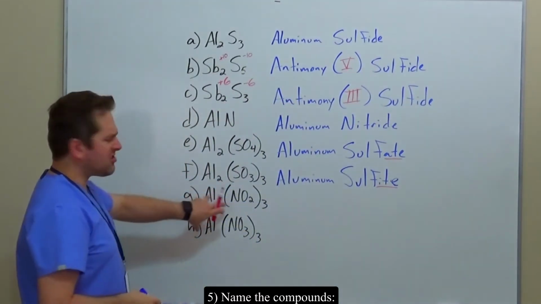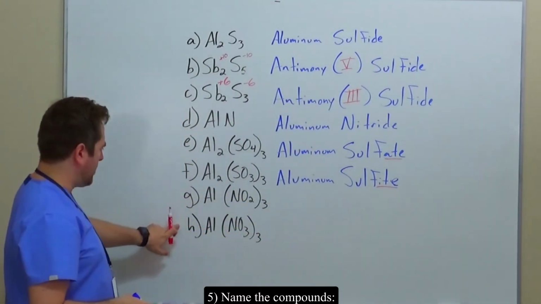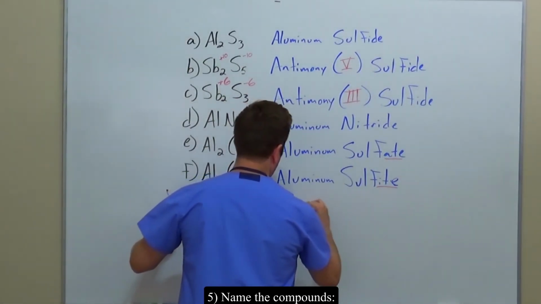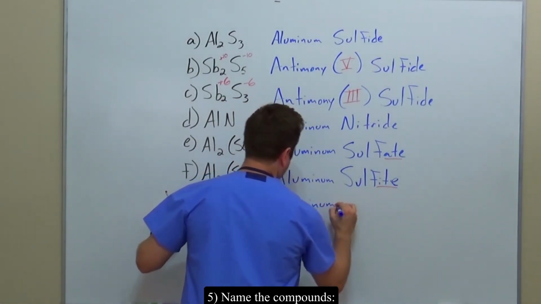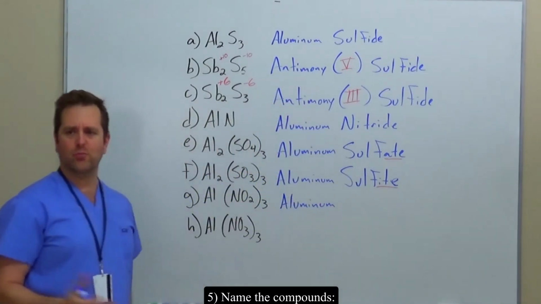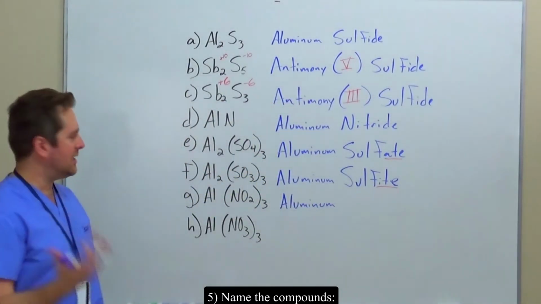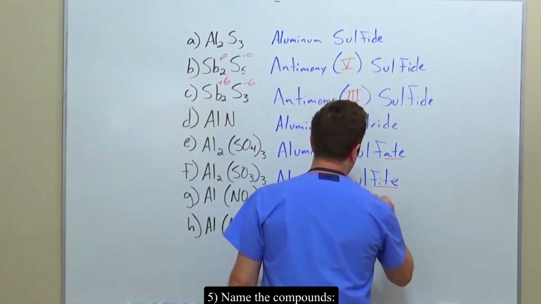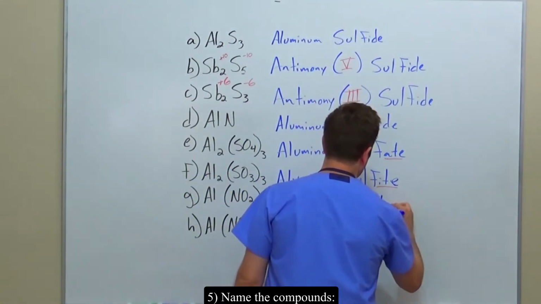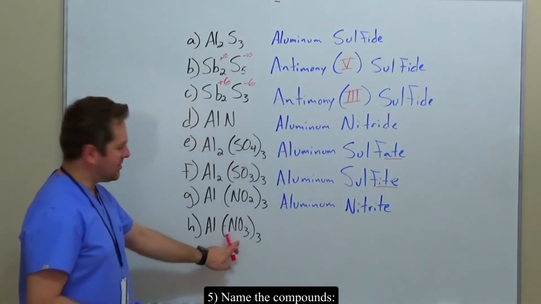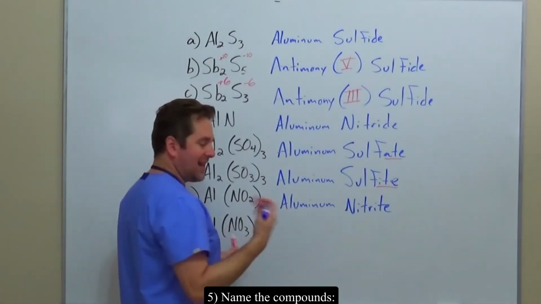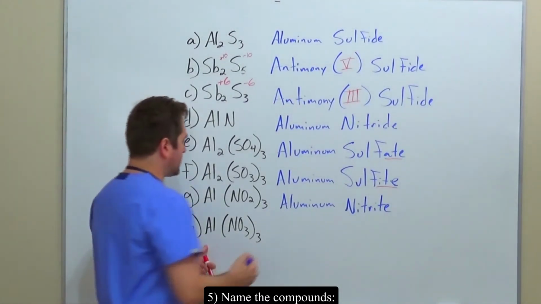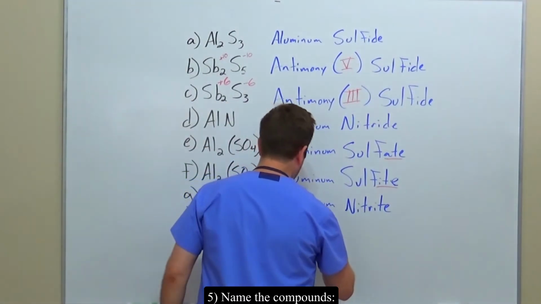All right. Got the same thing going on here for letter G and letter H. We have aluminum, but we don't exactly have nitrate, right? We strip away 1 oxygen, so it has to have the -ite suffix. So we'll say aluminum nitrite. And then the last one, this one's easy. It's NO3, that is indeed the nitrate polyatomic ion, and it's aluminum nitrate.